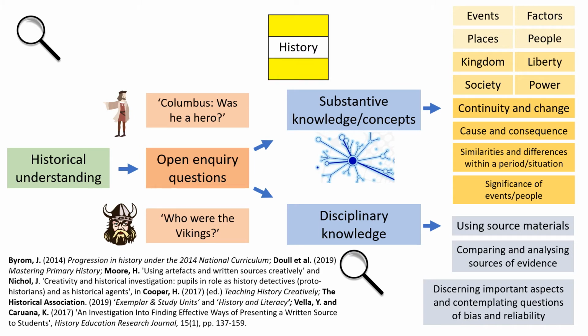And within history, these kind of aspects of being and inquiring as a historian include things like using source materials, comparing and analysing sources of evidence, and discerning important aspects and contemplating questions of bias and reliability. So within this disciplinary knowledge, pupils arrive at their informed response through being a historian and employing the relevant skills and methods of inquiry.